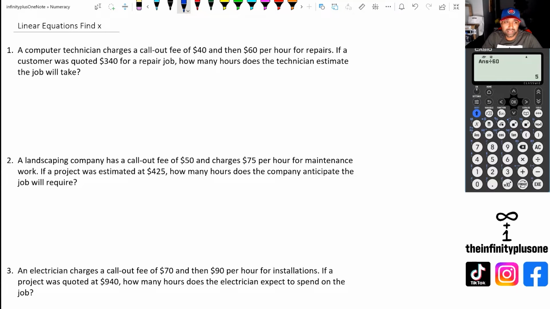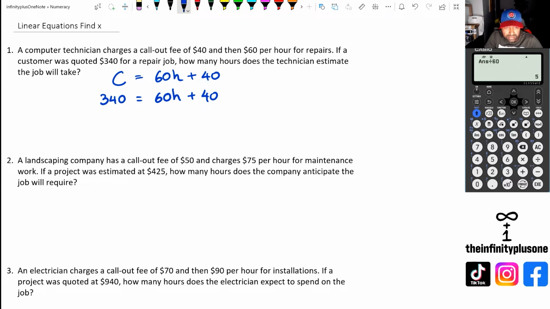But as I said before, I'm going to show you how to write it as an algebraic equation and then solve it, because it will help you with algebra later on. So we're going to put down C as the cost, and we've got hours. We're going to write this as $60 per hour, so it's going to be 60H plus $40, which is the call-out fee. Now, we've been given a quoted value of 340, so 340 equals 60H plus 40.